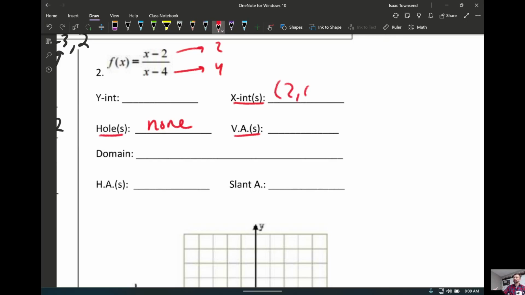There's one number that makes just the numerator 0, which is how you get x-intercepts. And there's one number that makes just a denominator 0, which is how you get vertical asymptotes. X-intercept should be written as a point. If there was a hole, we should write it as a point, but vertical asymptote is a vertical line. It should be written as an equation of a vertical line, x equals.